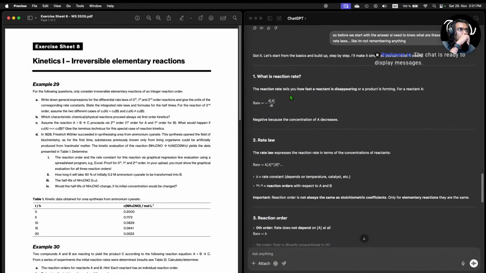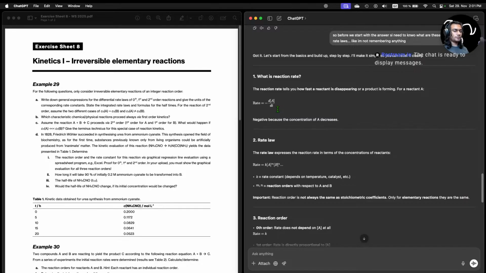The reaction rate tells you how fast a reactant is disappearing or a product is forming. For a reactant A, the rate is the change in the concentration of A with respect to the change in time. So the A is on the left side, this is the concentration of A, I believe. Derivatives.